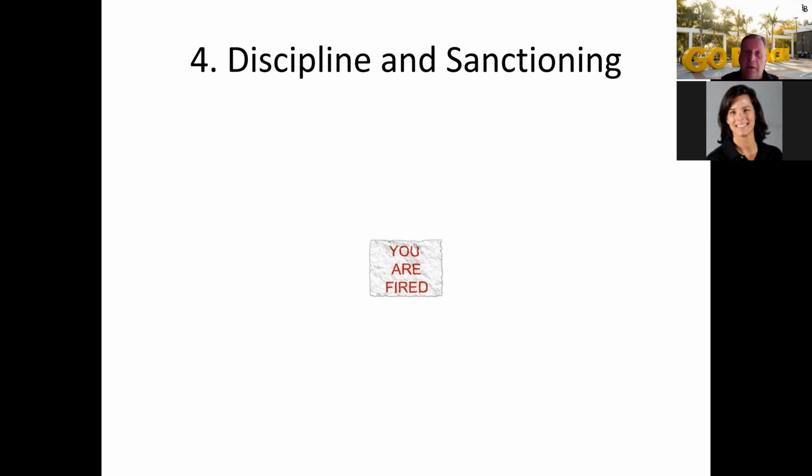But typically what you need to do is document multiple instances of poor performance, and also document multiple instances of offering relevant training and development to help remedy those deficiencies that led to those poor performance evaluations. So basically, that's kind of going through the human resource management process.